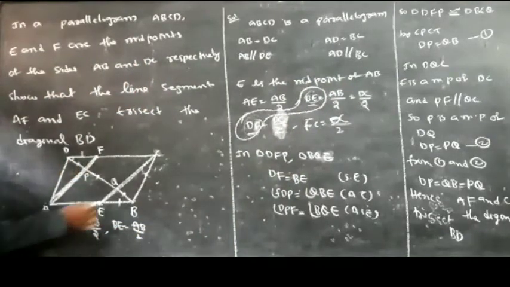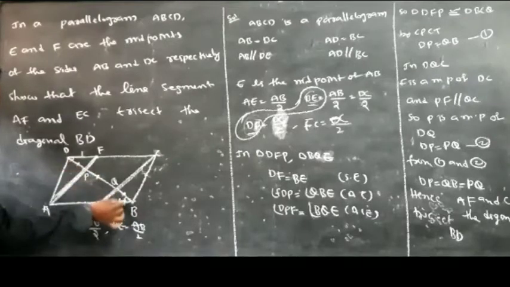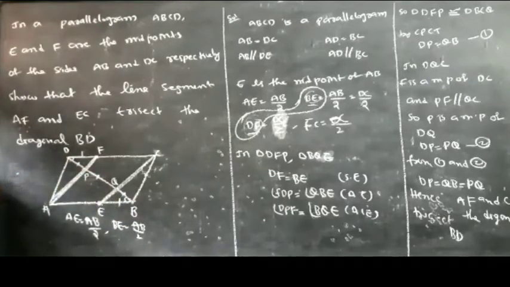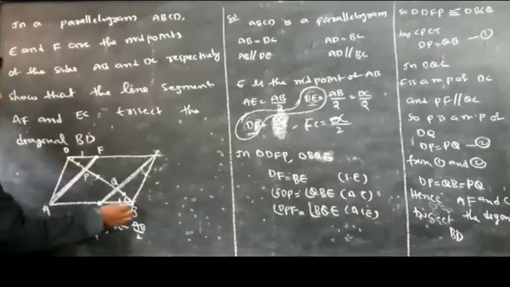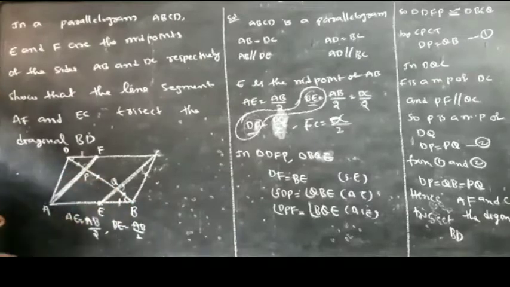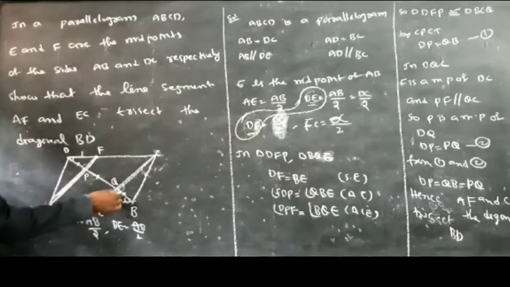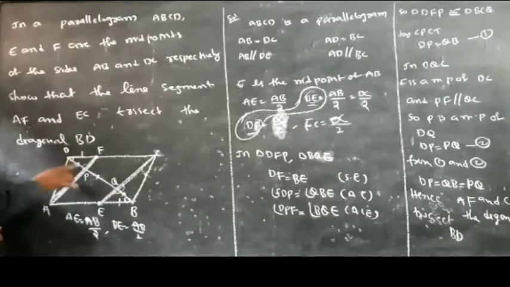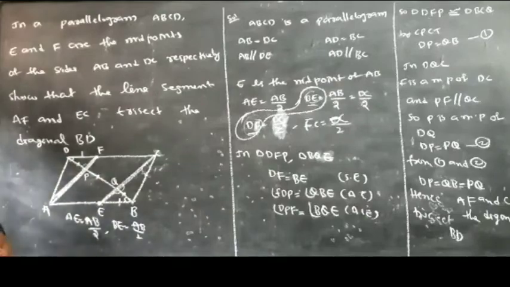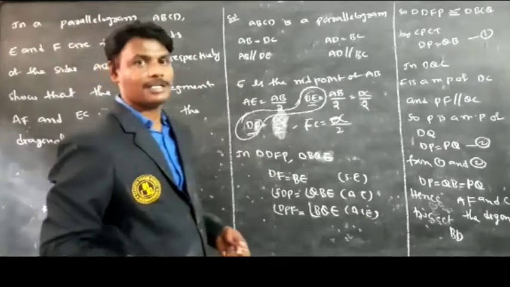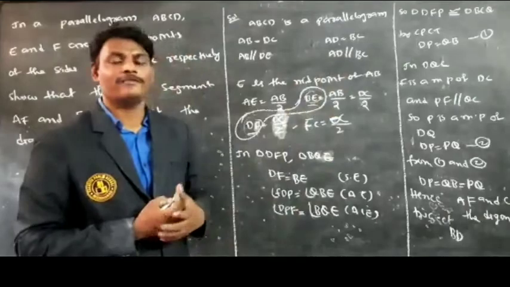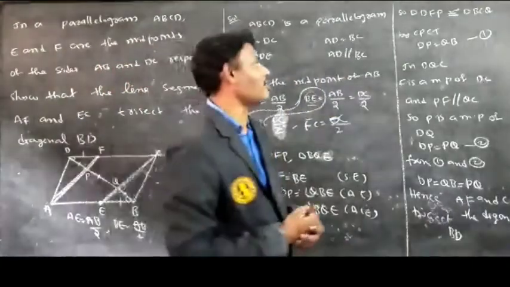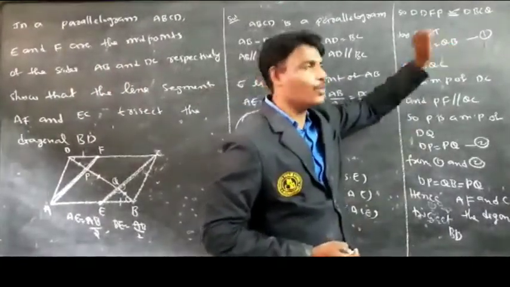Next, angle FDP is equal to angle QBE. Why? Because both are alternate interior angles. Similarly, angle DPF and angle BQE are alternate exterior angles, and they are also equal. So by the AAS rule, the two triangles are congruent. If two triangles are congruent, by CPCT, what can we get? DP is equal to QB.